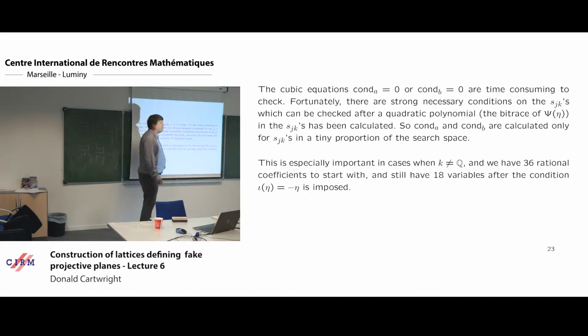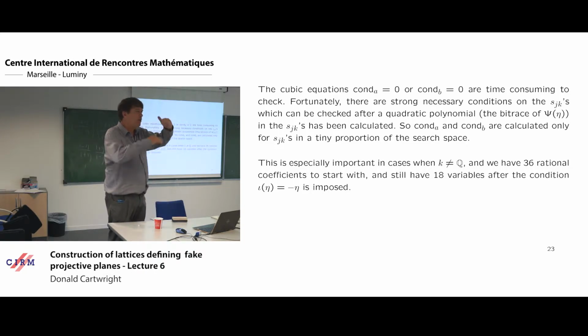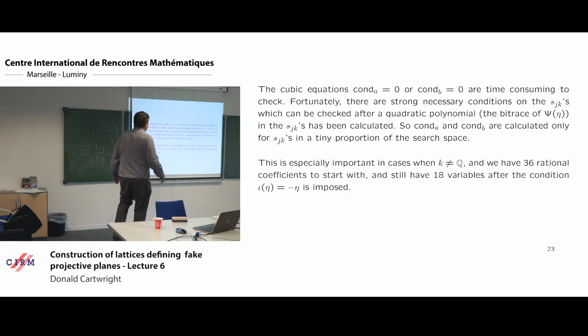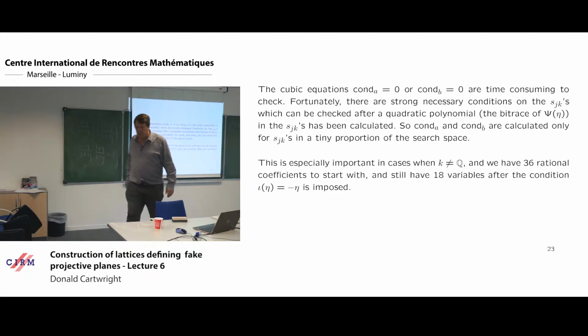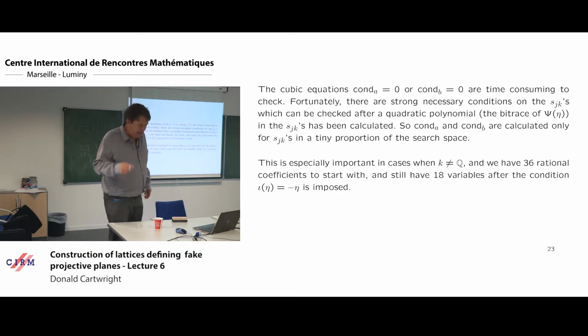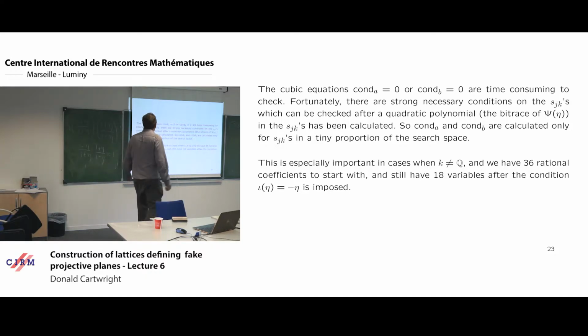These conditions are time-consuming. Even with only 9 variables, when you write down this cubic, it goes for several lines, and so it's so deep inside the computer, inside the loop, and you don't want to calculate this any more often than you have to, okay? Because it's a biggish thing. Fortunately, and I'm going to be vague here, there are strong necessary conditions on the SJKs, so that you actually only need to calculate a quadratic polynomial, the bitrace of, as it's called, that means the trace of the adjoint of the matrix on the SIJs.